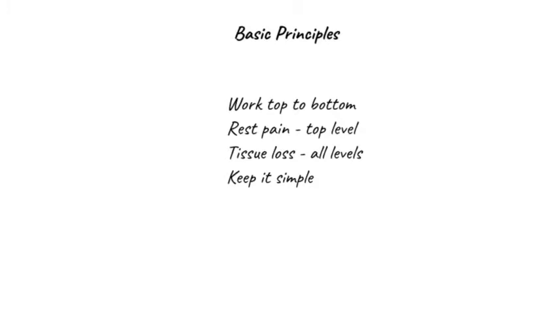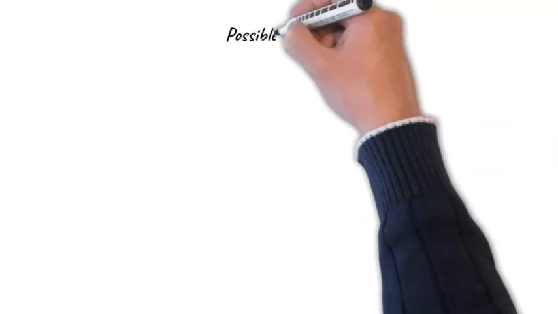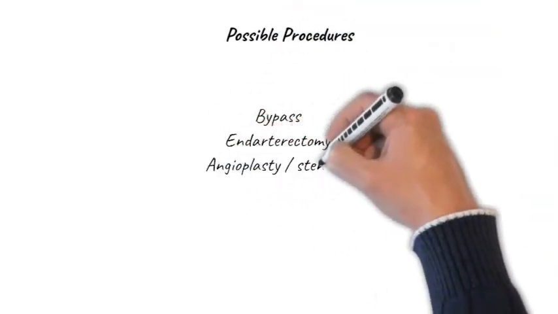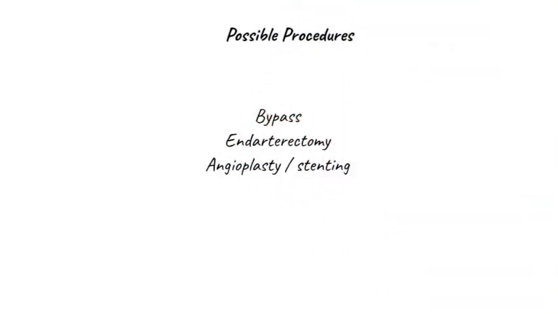Always, though, try and keep it as simple as possible. Do the minimum amount needed to get your patient out of trouble. Procedures that might be considered in a patient needing lower limb revascularization can be broadly divided into bypass operations, endarterectomies, or angioplasty and stents.